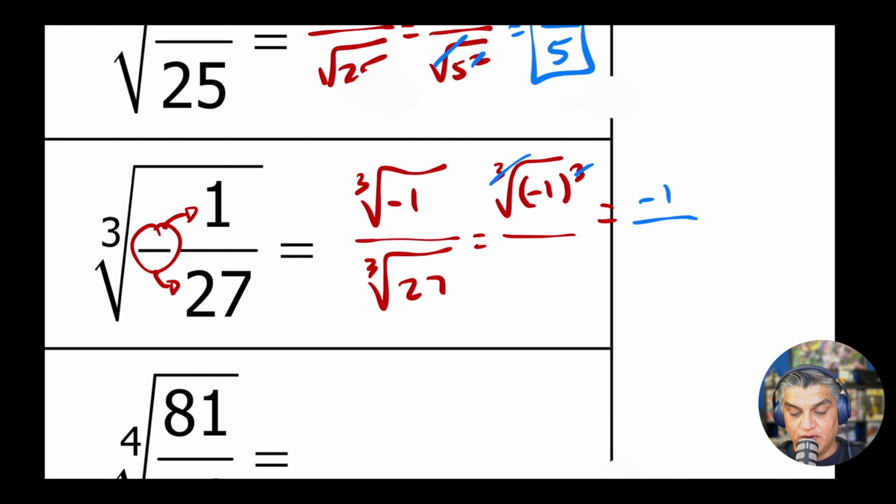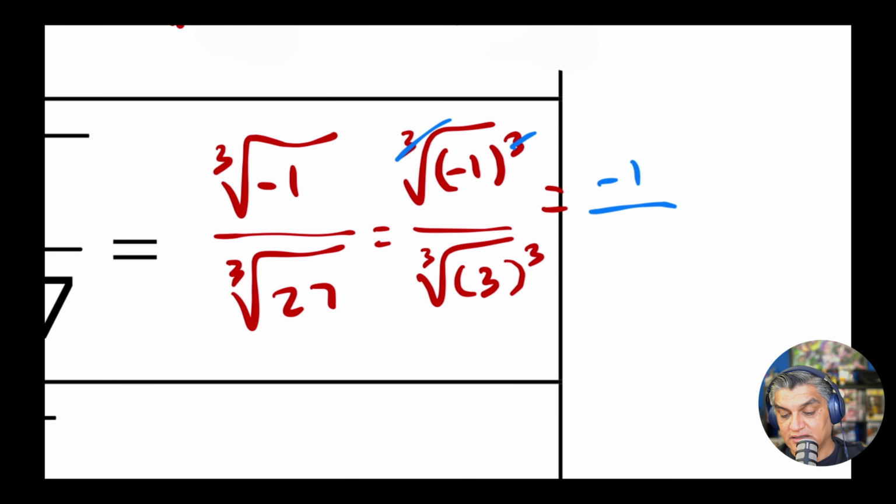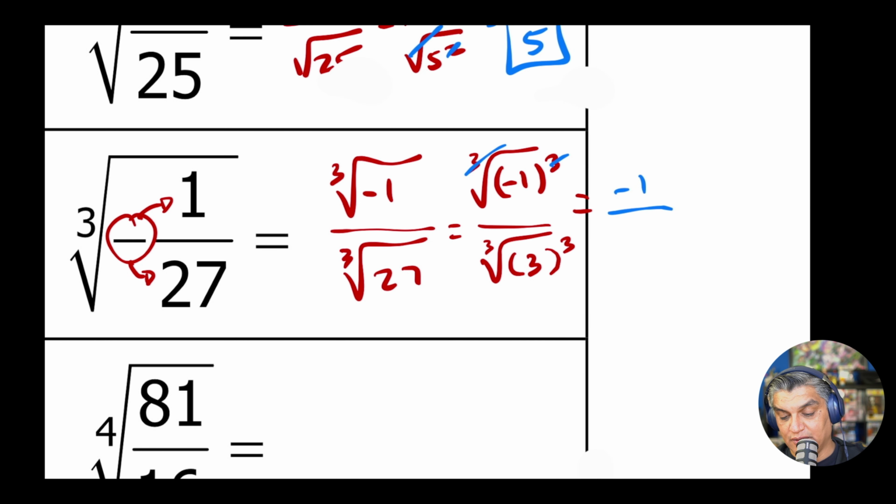And then what's the cube root of 27? Well, let's think about it. The cube root of 27. Well, 27 is a perfect cube. 27 is 3 to the third power. And the reason I do that is because I want a third power to cancel out with that third root. And I'm left with 3 in the denominator. And so my answer is negative 1/3.